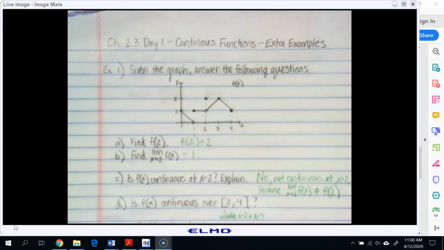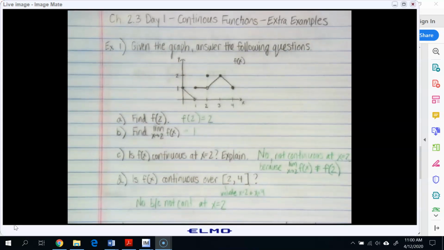If we were asking about the interval from 2 to 4 excluding 2, then it would be continuous. Right? So you just have to be careful with some of those details.